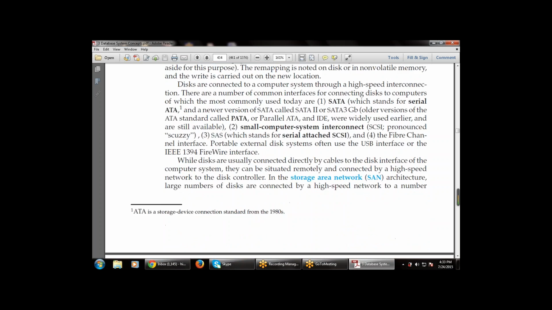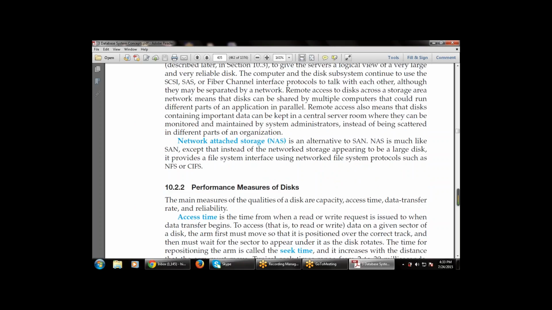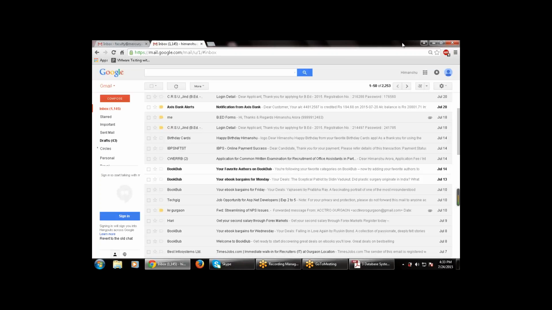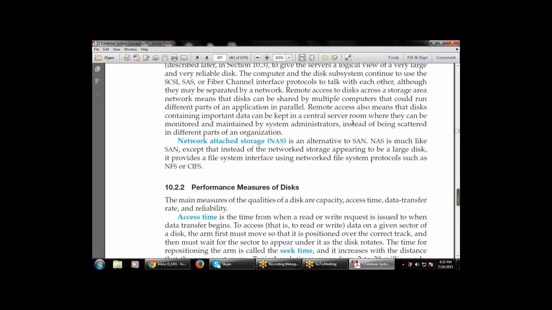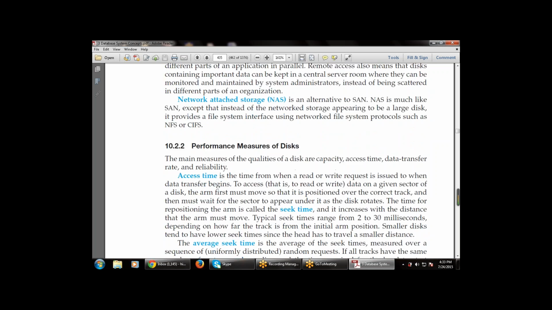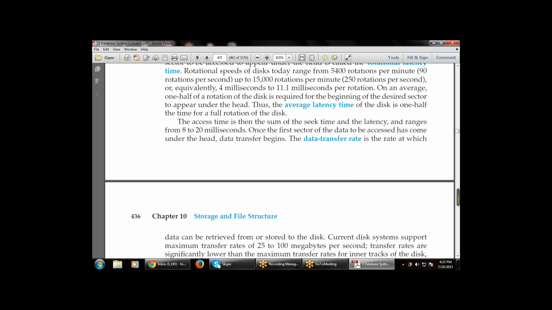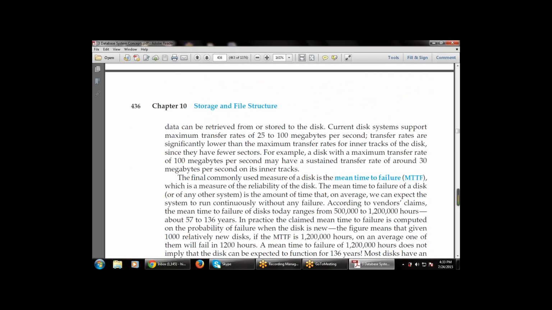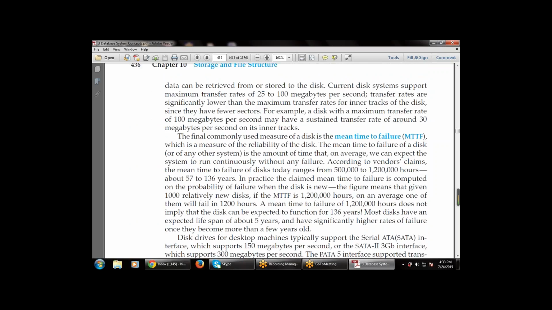Then we will also discuss the performance measures of the disk, that is the access time, which equals the seek time plus the latency time. Reaching the right track is known as the seek time, and reaching the sector on the track is known as the latency time. So access time is the combination of both seek time and latency time. That is how to measure the performance of a disk. There is also the average latency time, and the MTTF, that is the mean time to failure.